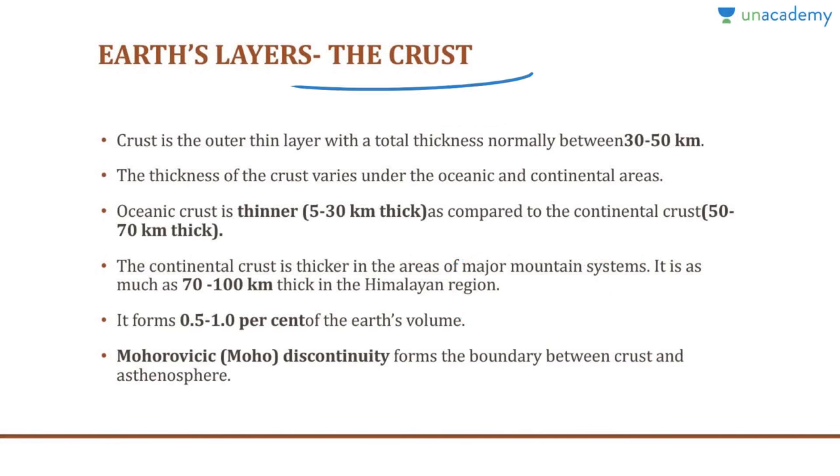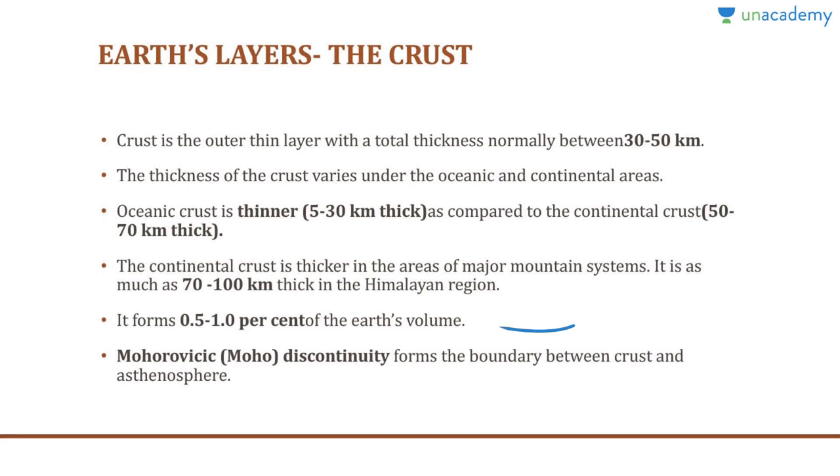Each Earth's layer, that is the crust. Crust is the outer thin layer with a total thickness ranging roughly between 30 to 50 kilometers. This thickness of the crust may vary under the oceanic and continental areas. Generally, oceanic crust is thinner, roughly around 5 to 30 kilometers thick. On the contrary, continental crust is a bit thicker, 50 to 70 kilometers. In fact, this continental crust may vary in different areas. For example, it is thicker in the areas of mountain systems, as much as 70 to 100 kilometers in the Himalayan region. And this whole crust forms roughly around 1% of Earth's volume.